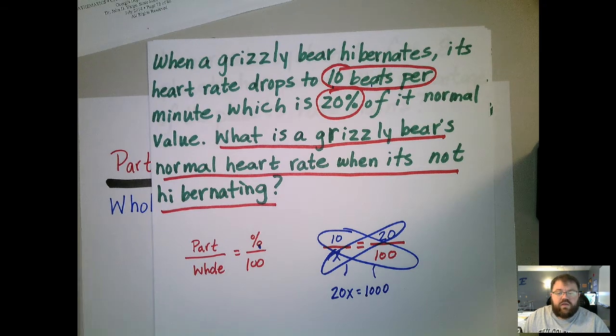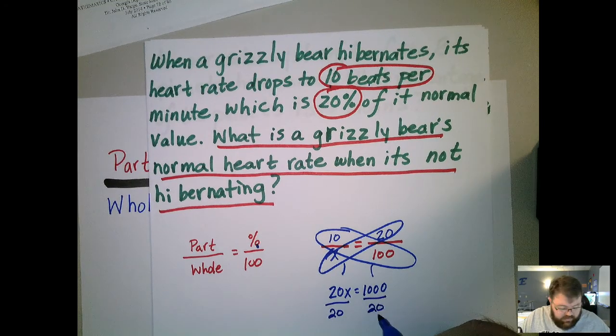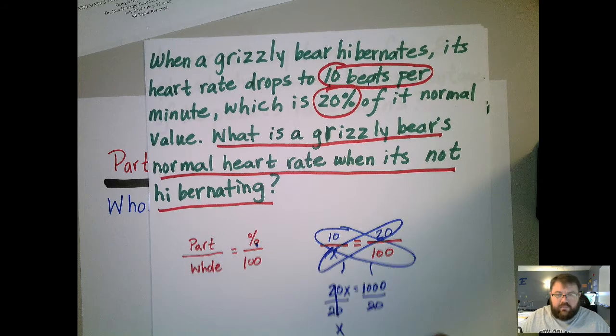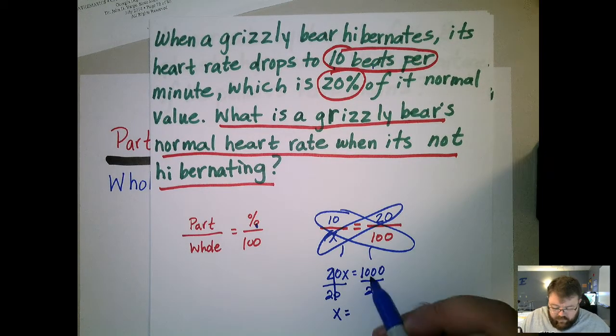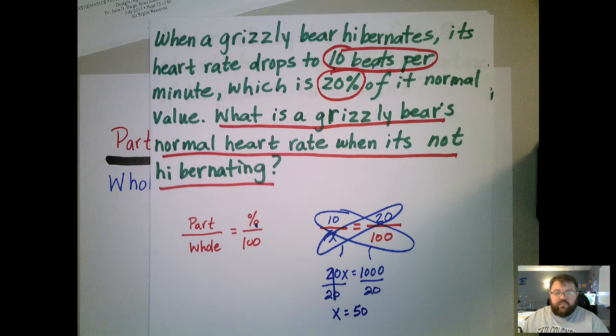You should hopefully have thought, well, the 20 is trying to multiply the x, so I'm going to divide both sides by 20. And then I'm left, 20 divided by 20 is 1, so I put that as x is equal to 1,000 divided by 20, which is going to be 50. Now, what does that mean?